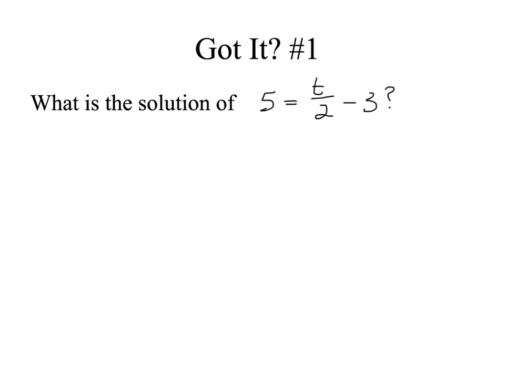Alright, and we have, what is the solution of 5 equals t over 2 minus 3. So again, find your variable, it's t. So we always want to do the add or subtract piece first.